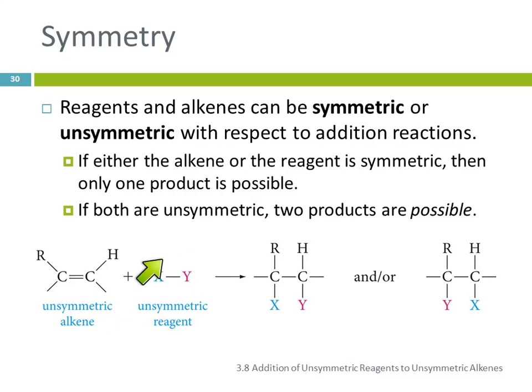And here we have an unsymmetric reagent. This could be HCl, it could be water, H and OH. A halogen is not going to be an unsymmetric reagent. If only one of these is unsymmetric and the other is symmetric, you only have one product possible. But when they're both unsymmetric, you can have two different products. We can have the X add to the group with the R on it, or we can have the X add to the group without the R. There's two possibilities. And so then we have to look at which one is more likely.